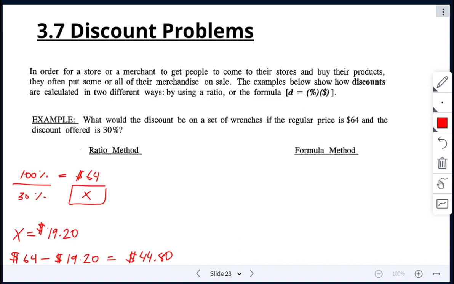All right, and then this could be done similarly using the formula method. D is equal to the percent times the amount. Here 30%, we're just going to put it into decimal form. So 30% in decimal form is 0.30. And we're going to multiply that by 64, which again would give us $19.20. Same as we got here, but then we would subtract that amount from the regular price of $64. So the answer is $44.80. All right, so the discount is $19.20 and the sale price is $44.80.